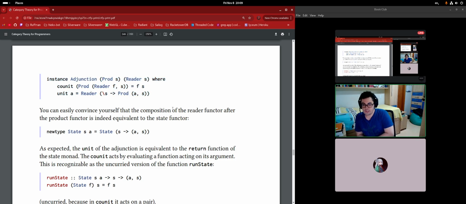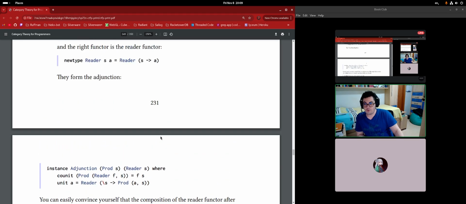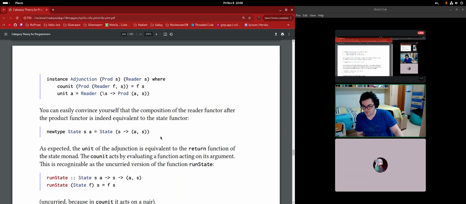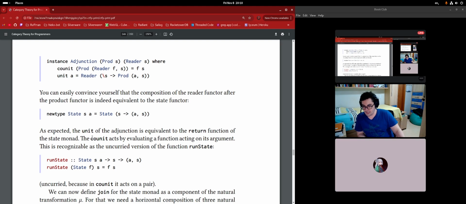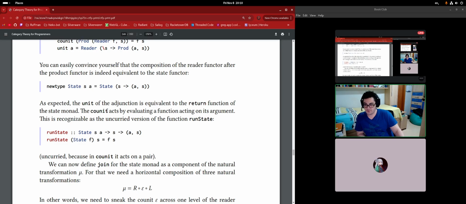You can easily convince yourself that the composition of the reader functor after the product functor is indeed equivalent to the state functor. So we need to compose the functors. I don't remember how to do that in Haskell though. Do you remember? That's just applying one functor after the other, no? Yes, no, this is just F mapping twice. Cool. As expected, the unit of the adjunction is equivalent to the return function, and the counit acts by evaluating a function on its argument.